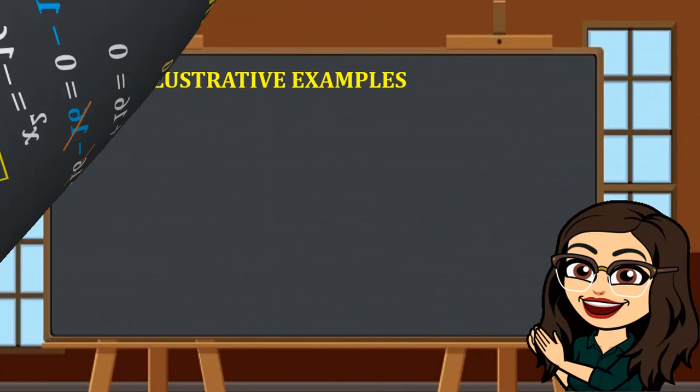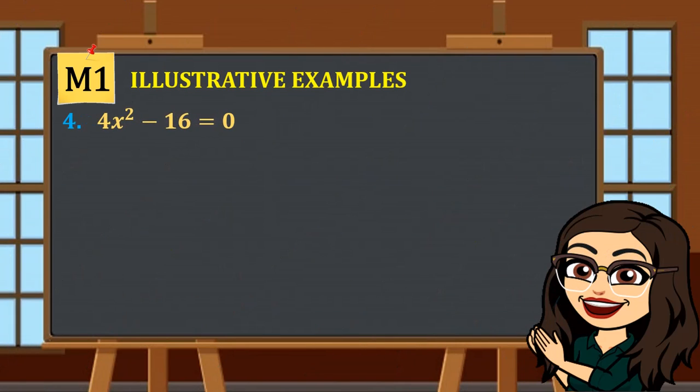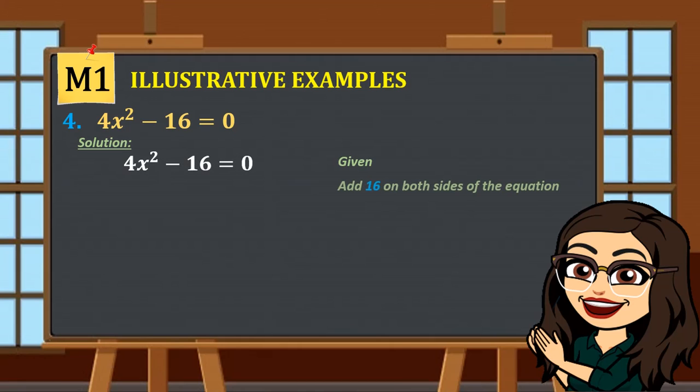And for the last example, 4x squared minus 16 equals 0. Solution, we have the given. First step is to add 16 on both sides of the equation. So 4x squared minus 16 plus 16 equals 0 plus 16. So for the left side, negative 16 plus 16 is 0. So cancel the two numbers. Then we have 4x squared. Then for the right side, 0 plus 16 is 16.